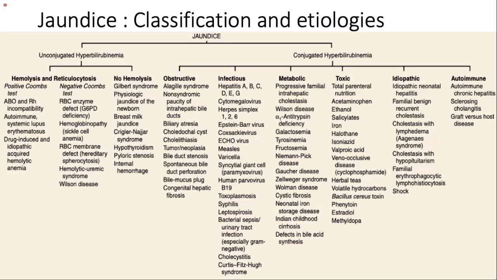And then for the conjugated hyperbilirubinemias, focusing on the obstructive, we have Alagille syndrome. I will cover this later on. And then biliary atresia, and then we have all the other lists.